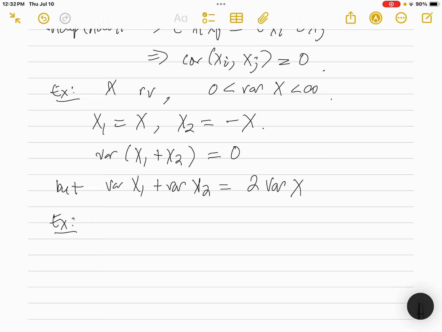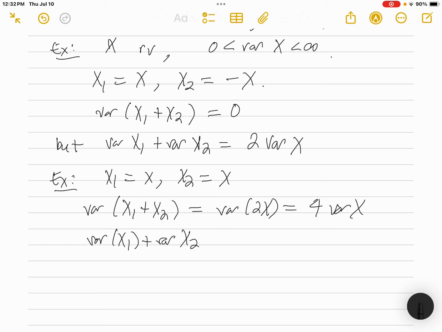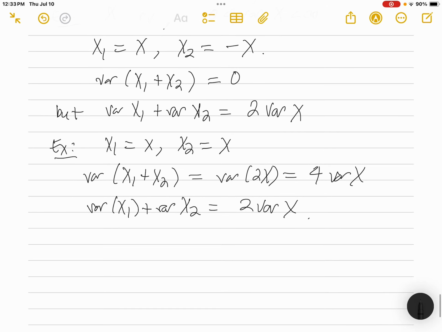Another example, again letting x be a random variable with a finite, non-zero variance, we can take x1 to be x and x2 to be x. Then the variance of x1 plus x2 is just the variance of 2x, which we know is 4 times the variance of x. But the variance of x1 plus the variance of x2 is equal to 2 times the variance of x. So these are also not equal. So x and x are not uncorrelated, they are correlated random variables. Okay.